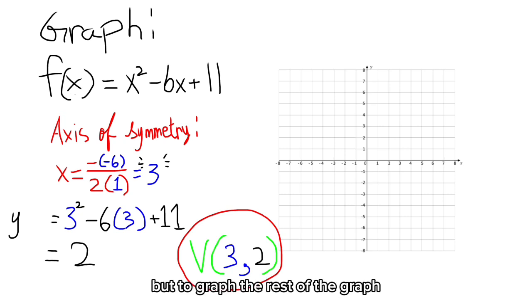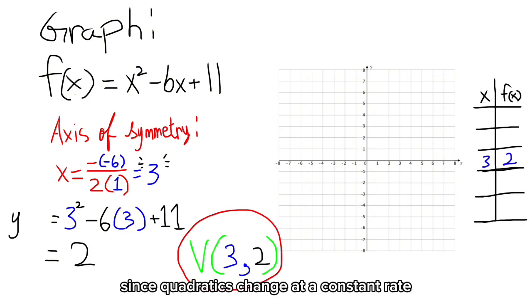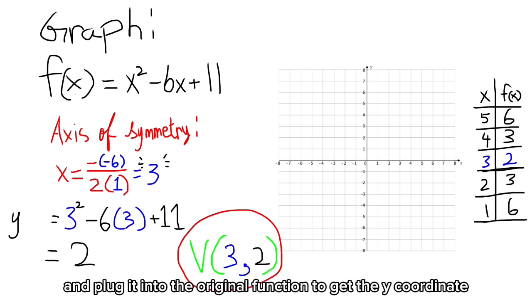But to graph the rest of the graph, we can't just add the slope like in absolute values, since quadratics don't change at a constant rate. So you need to number up the x-coordinate and plug it into the original function to get the y-coordinate.